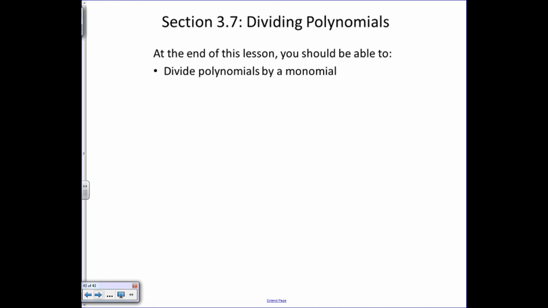So at the end of this lesson, you should be able to divide polynomials by a monomial.